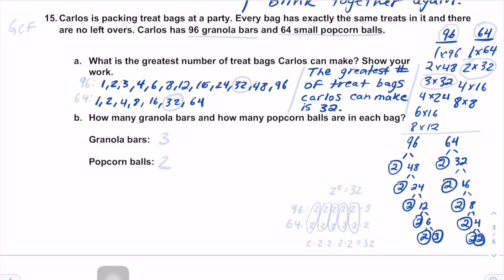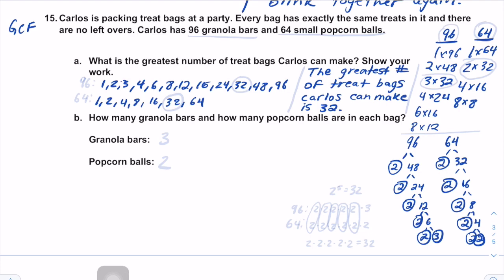This tells me that multiples would not be the way to go. I know that we're going to have to break apart the 96 that he has and break apart the 64 that he has. So this tells me I'm going to be using GCF because I'm looking for factors. So I'll go ahead and write this down, GCF, just to remind myself that's what I'm looking for. This means that I'm going to have to find the factors of 96 and the factors of 64.